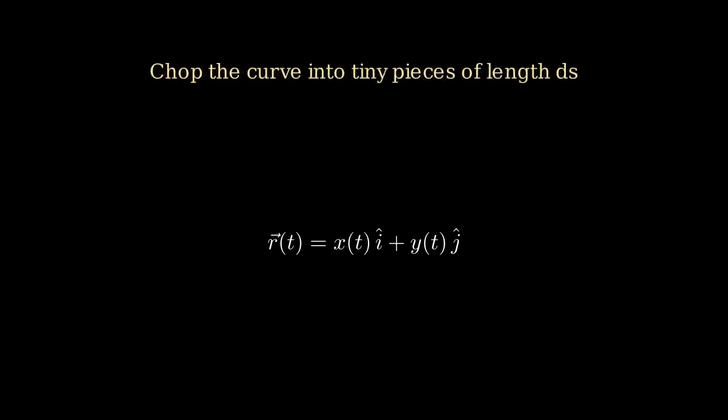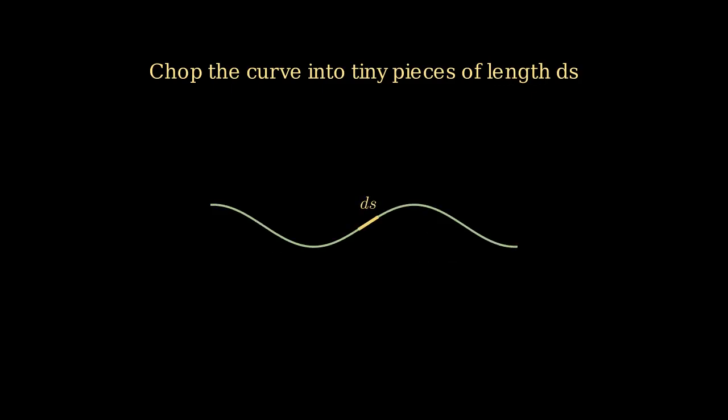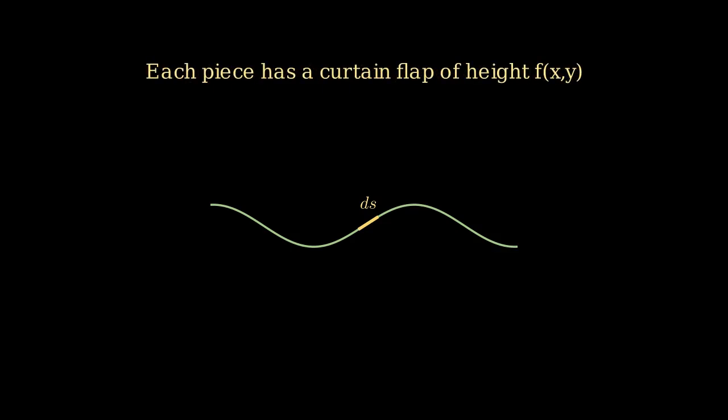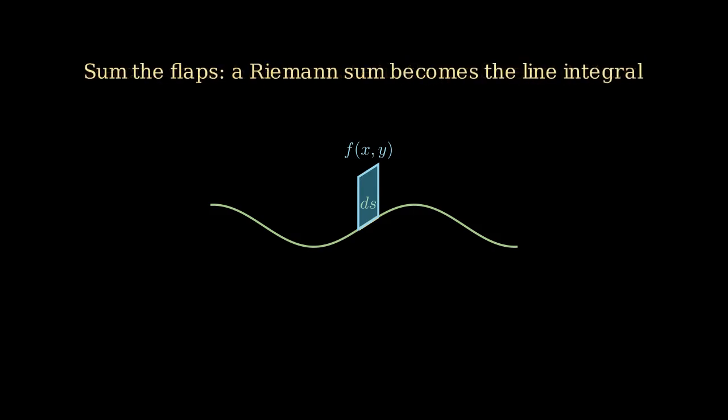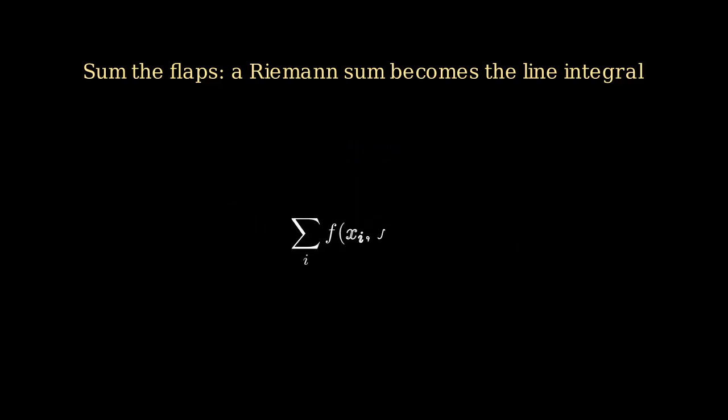Now picture chopping the curve into many tiny straight pieces. Each tiny piece has a small length, which we call ds. Above each tiny piece of curve stands a thin flap of curtain, and its height is the value of f at that point, f of x and y. Add up all of these tiny flaps, all along the curve. As the pieces get infinitely thin, this sum becomes the line integral.